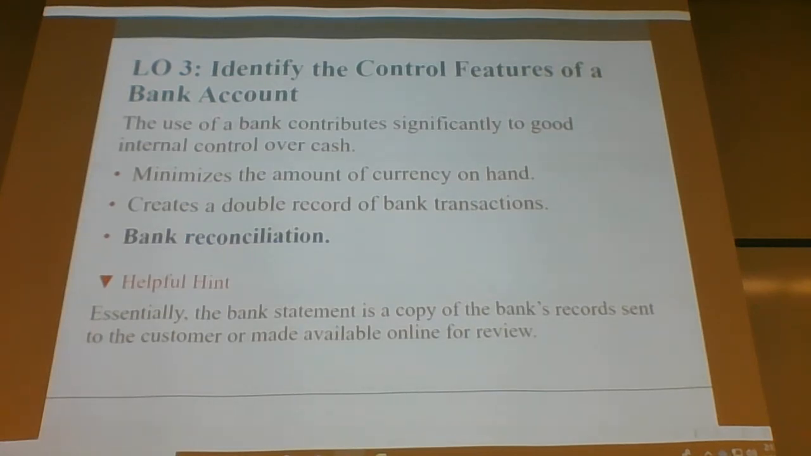Well, if we're putting our money in the bank, we don't have to hold all of our money on hand. When we have currency on hand, other than what is absolutely necessary to run the business, we run the risk of that money turning up missing. So putting it in the bank provides a massive level of control. And then also we have a double record of transactions. We have our record, what we call the company books, okay? And then we also have a bank statement that's provided by the bank on a monthly basis. So that's a good thing.